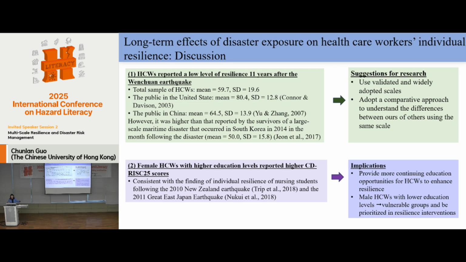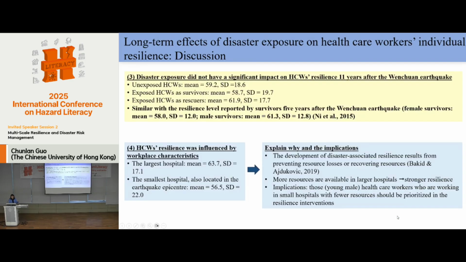If the local health authority wants to launch a resilience improvement program, males as well as those with a lower education level are a vulnerable group, and they should be prioritized in such resilience intervention programs. And number three, we find that Wenchuan disaster exposure did not have a significant impact, even though we thought it should have some impact.